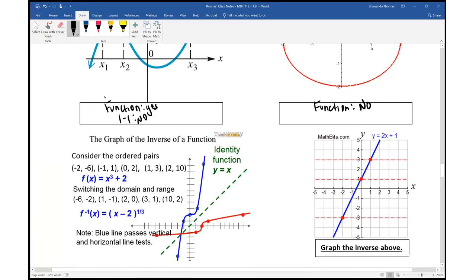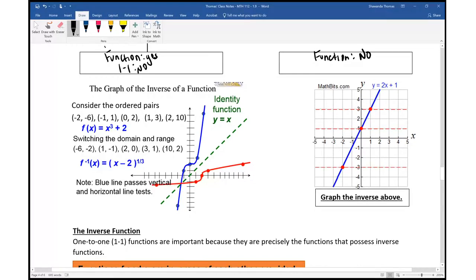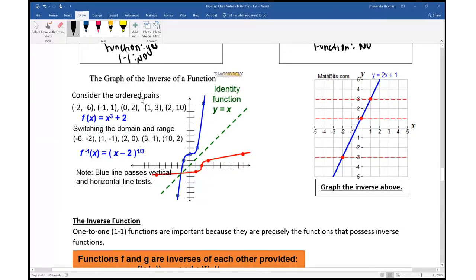All right, now let's look at this graph right here. Consider the ordered pairs -2, -6, -1, 1, 0, 2, 1, 3, and 2, 10. f of x equals x cubed plus 2. So notice, which one do you think that is? Do you think that's the graph in blue here? Or is it the graph in red? So if you know your parent functions, you know that that cubic function looks like the one in blue.